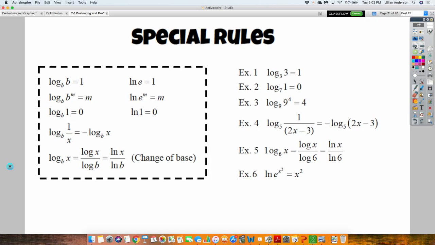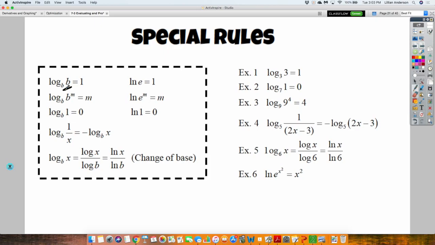Some of your other common special rules and properties are what you see here in the dotted box. When you have a log base b of the exact same number, that's automatically going to be 1. If you ever forget that, yes, you can rewrite it in exponential form and see that it's going to have to be 1. But to save you some time, if you have the same base and the argument are the same, then it's going to equal 1.